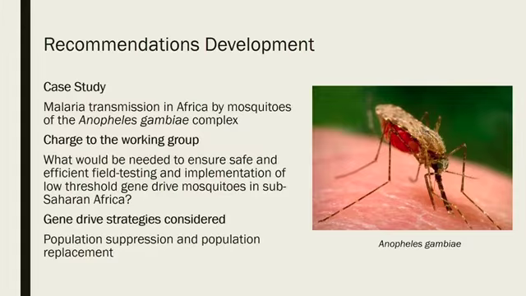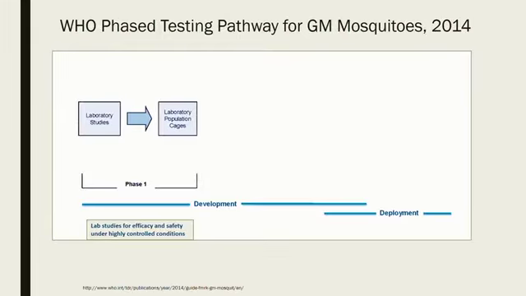Okay, so we considered two genetic methods of control. One is suppression, and the other one is population replacement. And I'll explain what that is in more detail in a minute. But first of all, this pathway of development didn't come from nowhere. It was based on WHO's work from the 2014 publication, which I can show here.